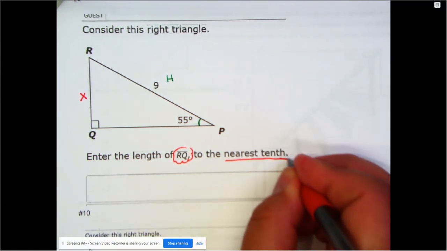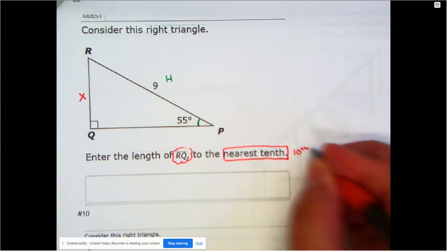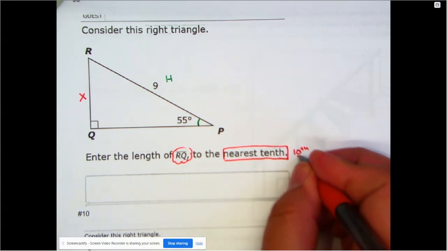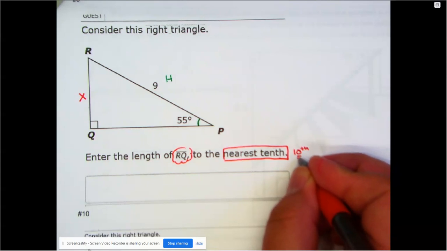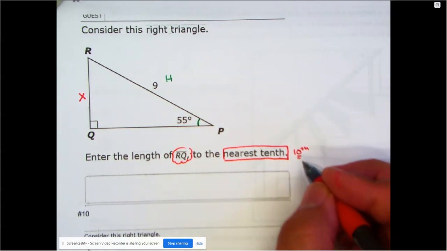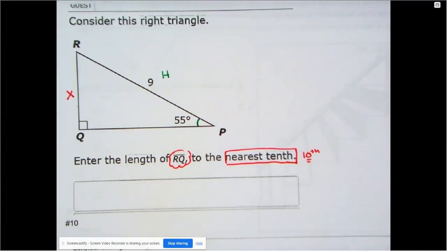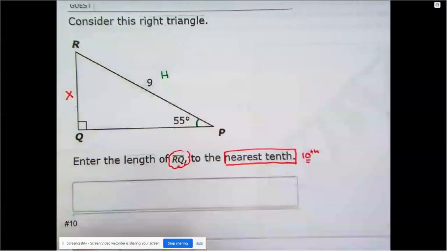The nearest tenth. Now remember, when they say nearest tenth, here's the number 10. So that's just going to be one number after the decimal. The number of zeros in that value tell you how many decimal places to go. So we're just going to go one decimal place here. All right, well, let's set it up. Let's go with SOHCAHTOA here.